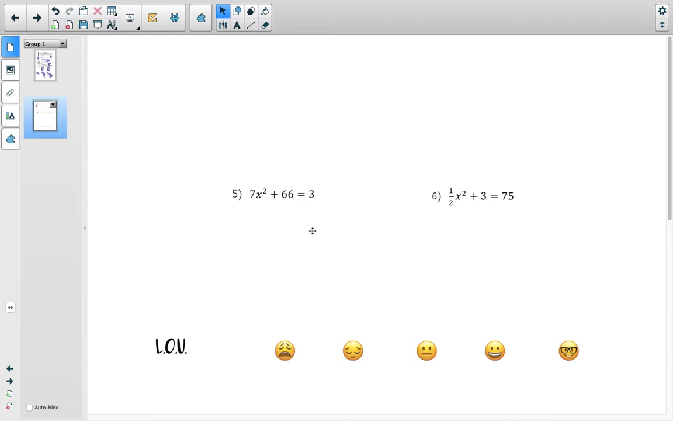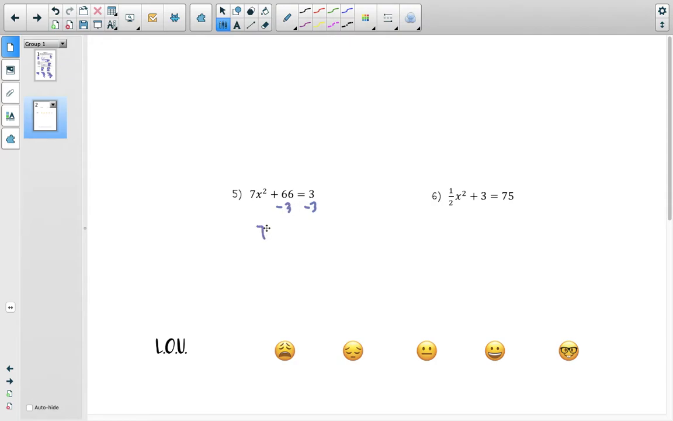Actually, only 2 more examples left in these notes, but these ones are a little different, and you're going to notice that there's already numbers there. So the biggest thing when solving quadratics is that you have to have it set equal to 0. So we're going to have to move some values. So in number 5, the first thing you're going to have to do is subtract this 3 over.